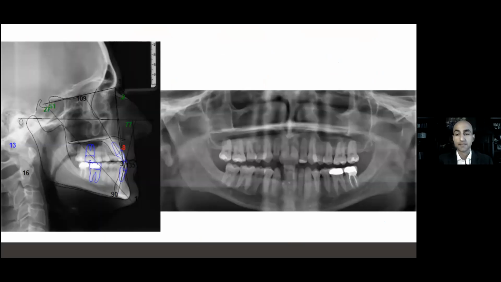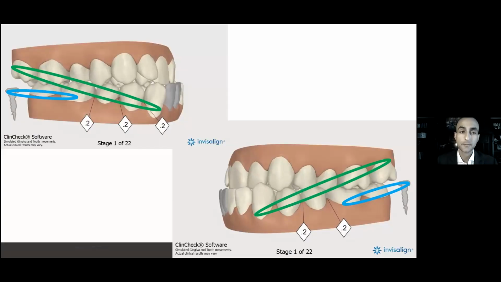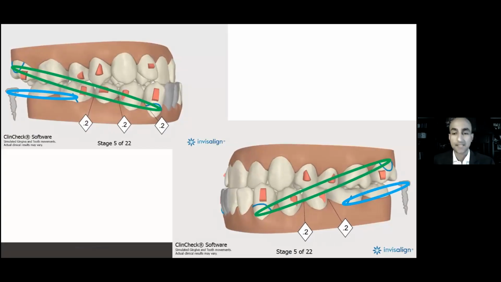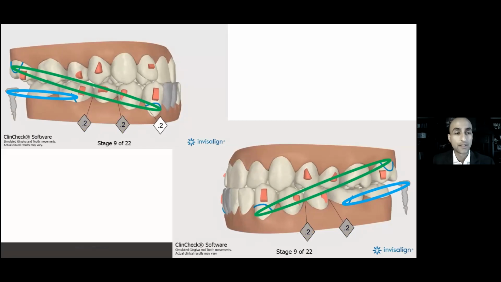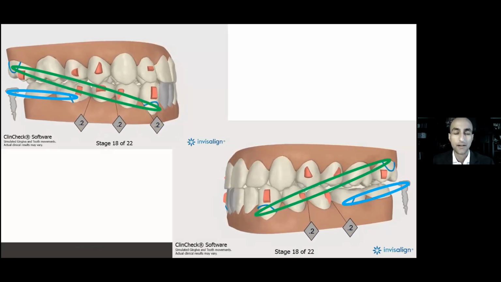So this is a representation of the ClinCheck that's coming up here in a moment. Those are the TADs that are being placed in the retromolar area. Those are Chris Chang's TADs. So they're, I think, called ortho bone screw, 12 millimeter stainless steel TADs. And the mechanics again, from the TAD to the aligner, and then the interarch elastics being used as well.